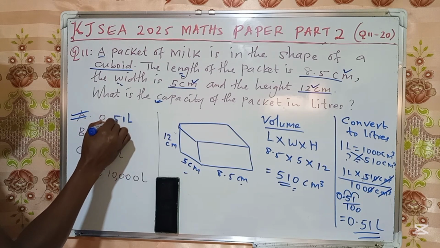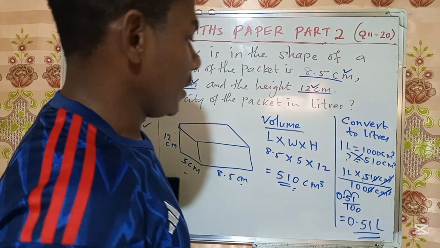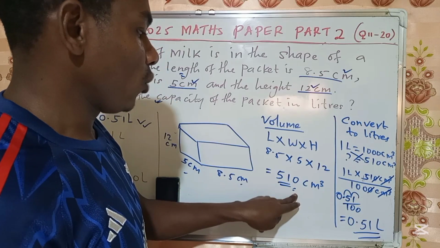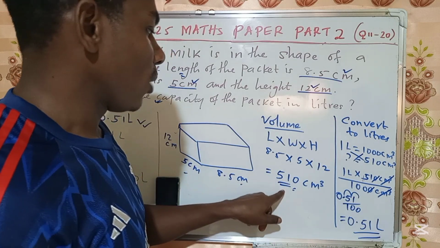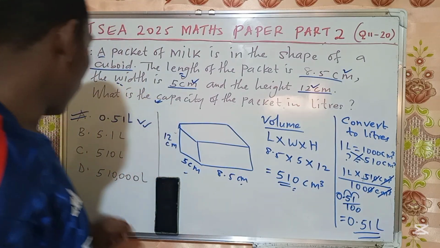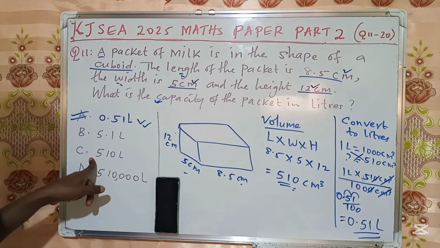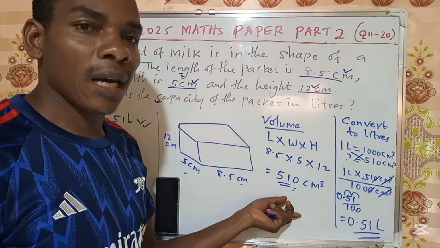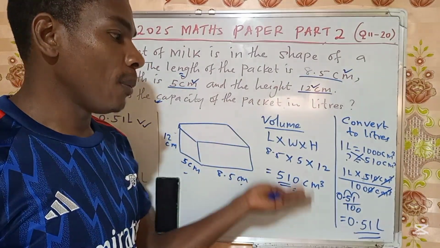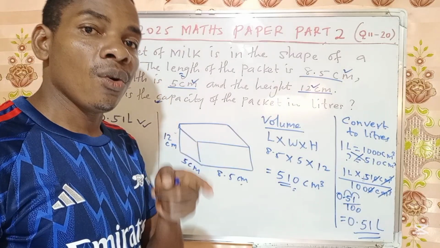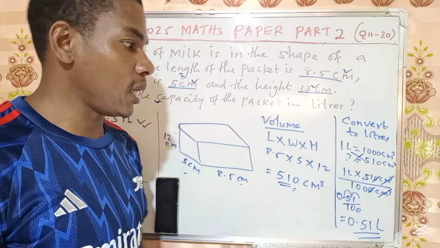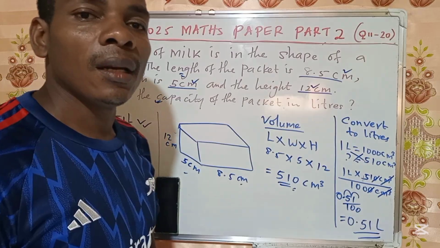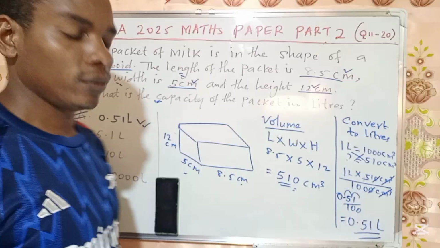The mistake that the learners did in the previous exam was failure to convert this into liters. Now they got 510, then left it there, and most of them got C as their answer. So don't forget, when the time comes to do volumes, that 1 liter is equivalent to 1000 centimeters cubic. 1000 centimeters cubic is the same as 1 liter. Let's now proceed to question 12.